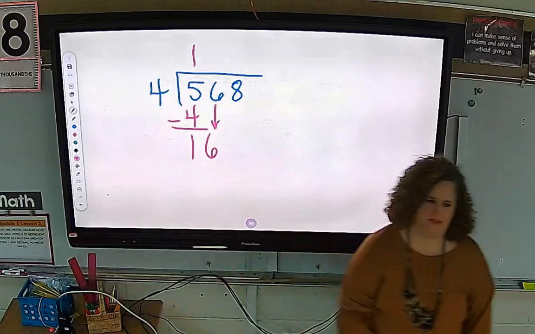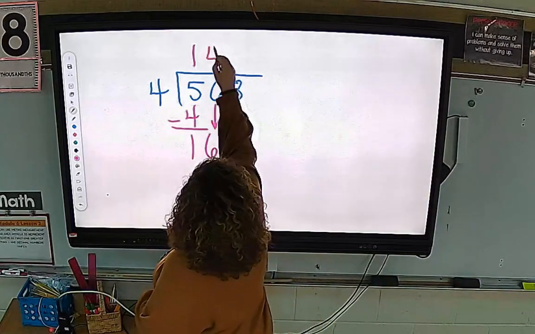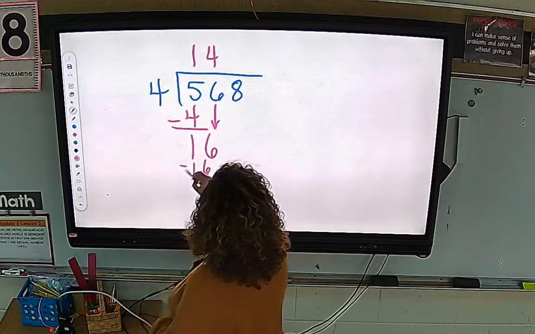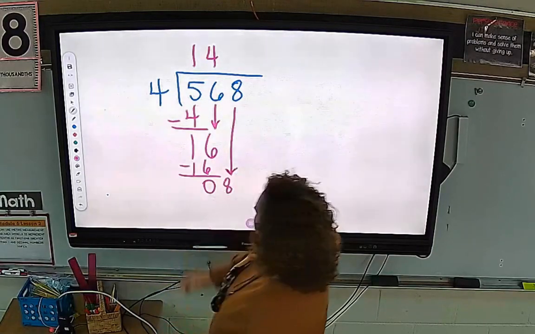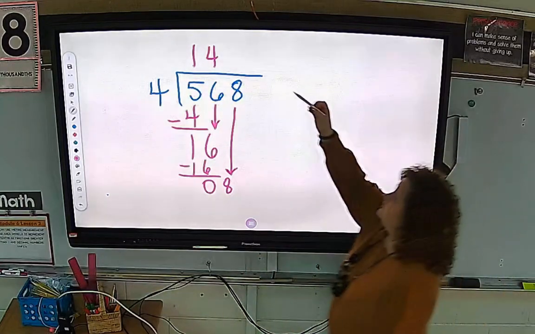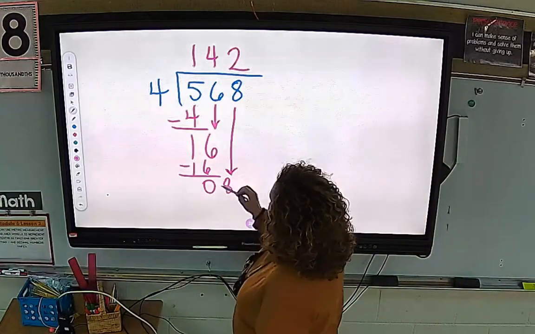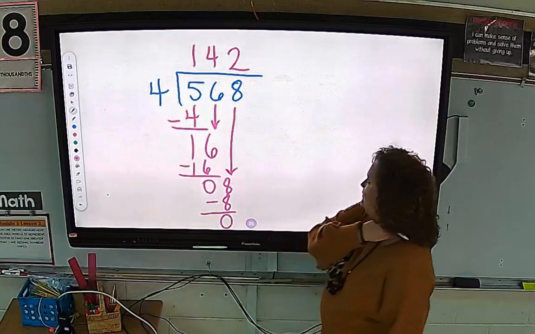Okay, how many 4s out of 16, everybody? 4. 4 times 4 is 16. And then we get 0. We bring this down. And how many 4s in 8? 2. Okay. So this one was pretty simple. 4 times 2 is 8, so we can subtract that. And we have no remainder.